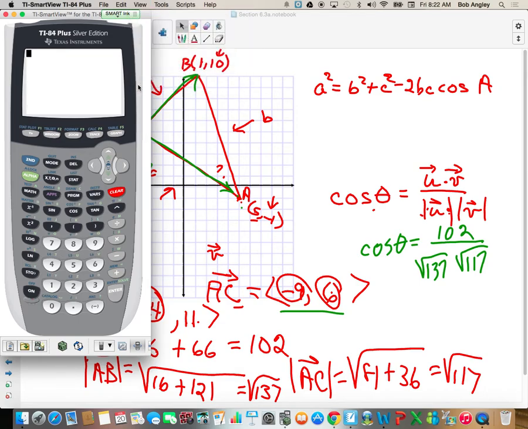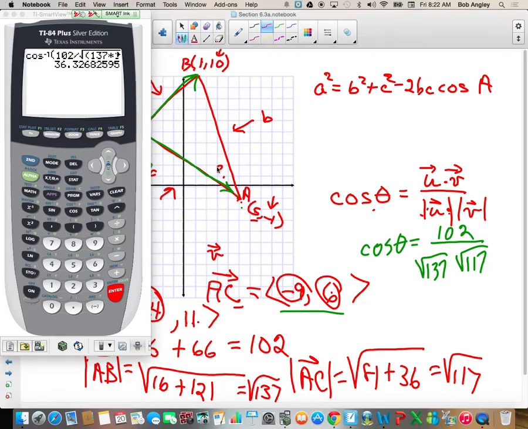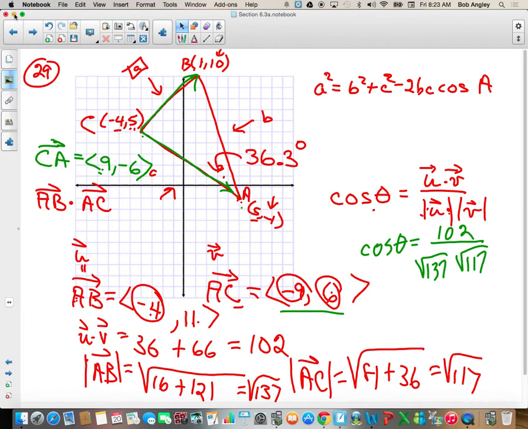All right, so we want the cosine inverse, so second cosine, and then we want the 102 divided by, and we're just going to put square root, and we're going to put both those numbers in the square root. So 137 times 117 there, and press enter. And so the angle that's right here is going to be 36.3 degrees. Okay. Now, let me put this down for a second, and then I'll answer questions that you have.